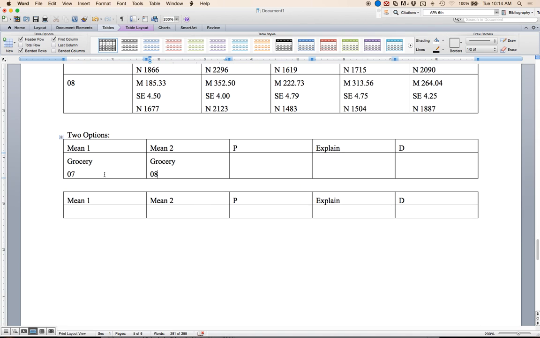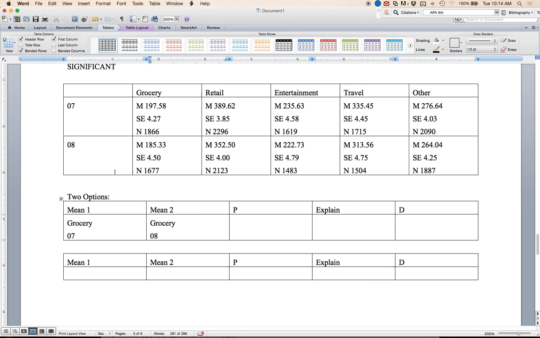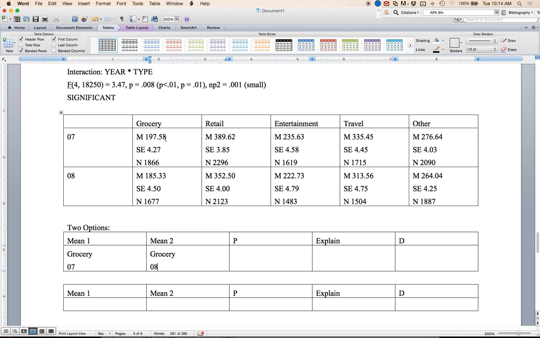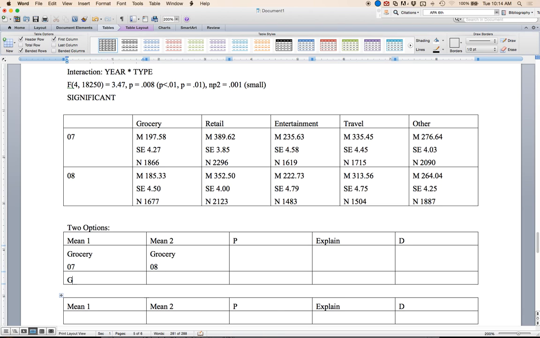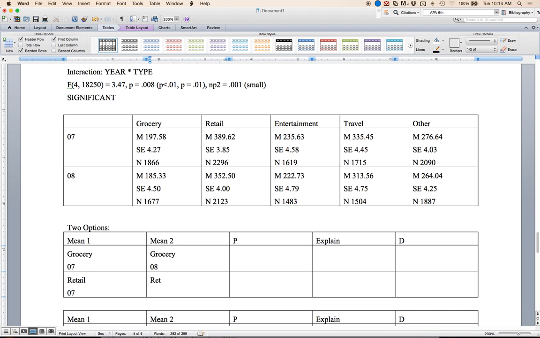Because I'm analyzing the interaction, I have to think about it as conditions. So remember, conditions are the combinations of levels. So it's grocery 07, grocery 08, and then I could do retail 07 versus retail 08. And so essentially what I'm doing here is analyzing going down. I'm comparing these two to each other, and then these two to each other, and then these two, etc. And that would mean that there would be 5 tests.